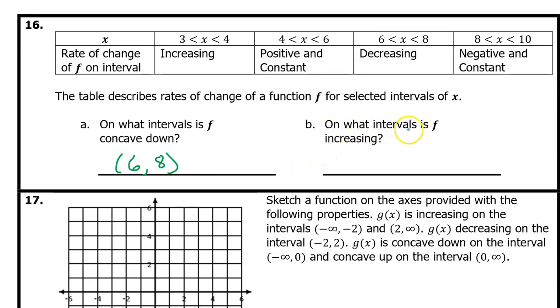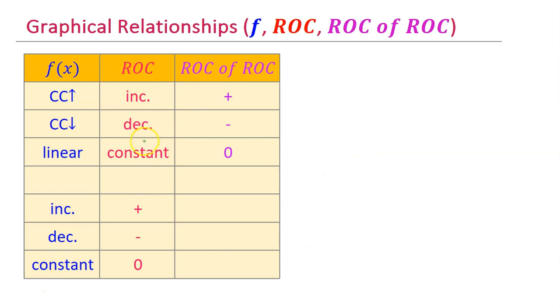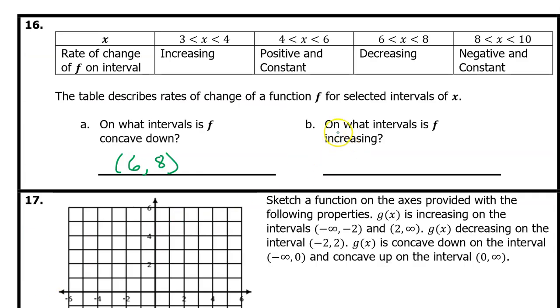Let's see, part B. On what intervals is f increasing? According to our little chart, f will be increasing when the rate of change is positive. We only know that the rate of change is positive on the interval from 4 to 6. So that's the answer to B.